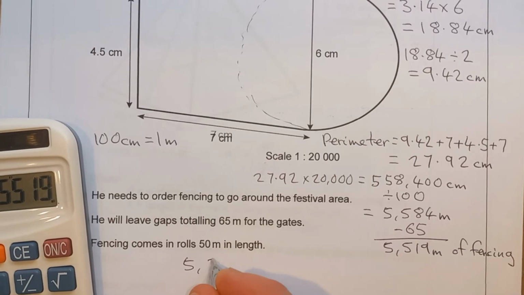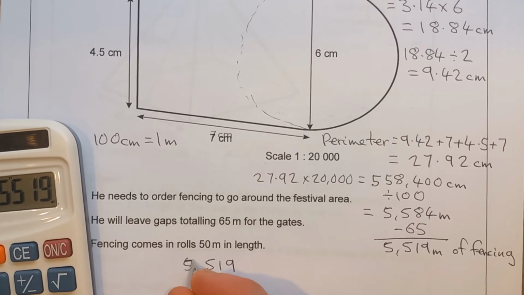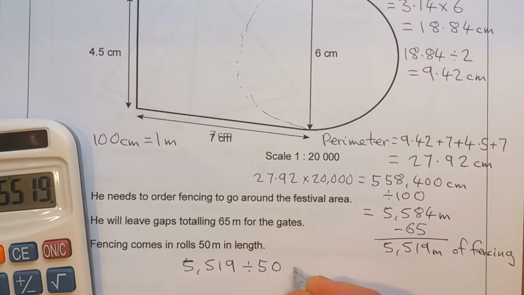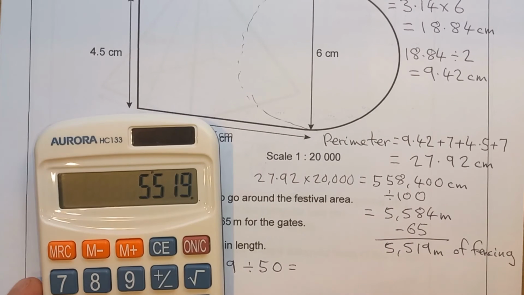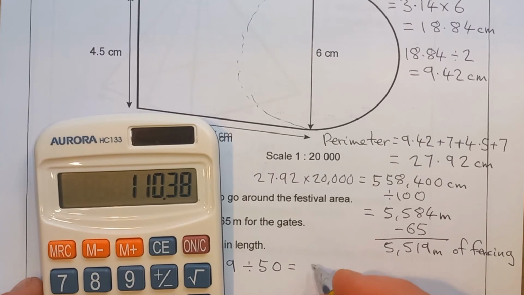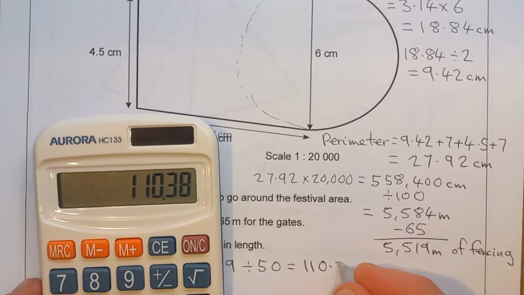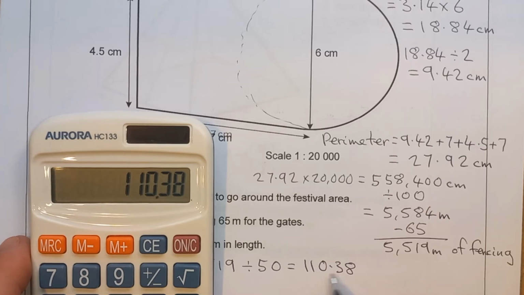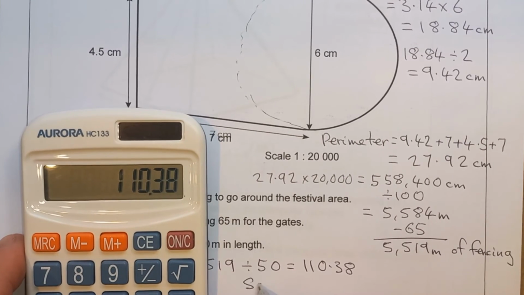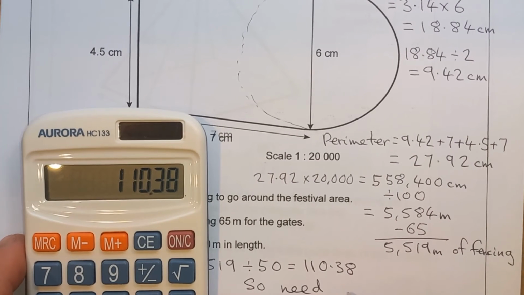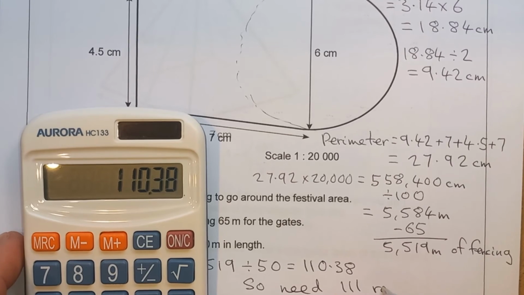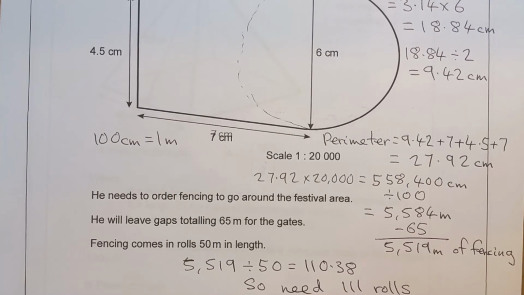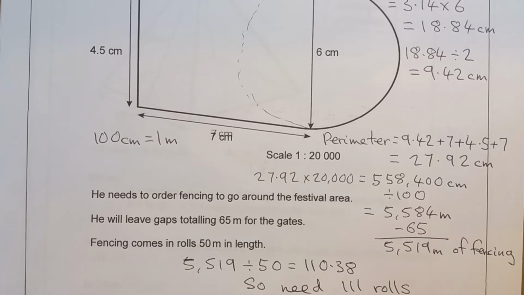Well, we're going to do 5,519, that is a 5 by the way, and divide it by 50. And that gives us 110.38. But you can't buy 0.38 of a roll, so we're going to need 111 rolls. So if we have any less than that, we won't have enough. And that's the end of the question.